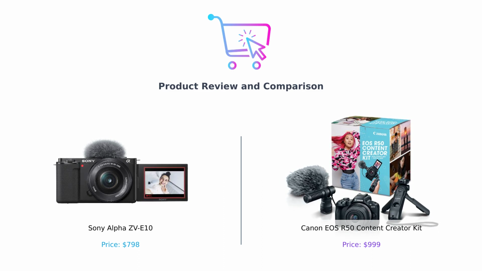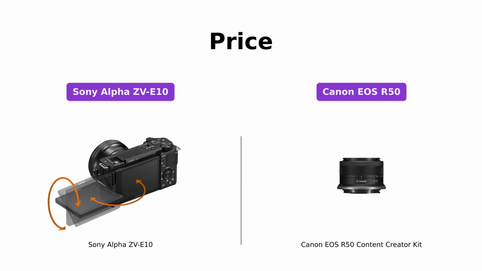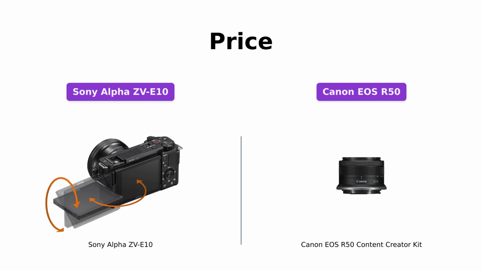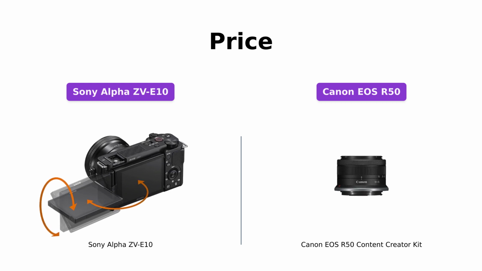Now let's get started. When it comes to price, the Sony Alpha ZV-E10 comes in at $798, while the Canon EOS R50 Content Creator Kit is priced slightly higher at $999.